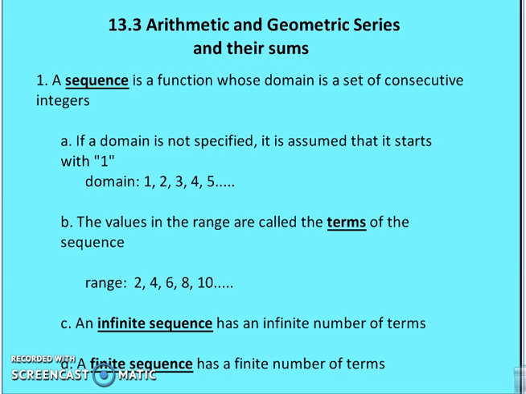The output is going to be the range, and the values in the range of the sequence are called the terms of the sequence. So in an infinite sequence, we have an infinite number of terms or outputs, and in a finite sequence, there are a finite number of terms.